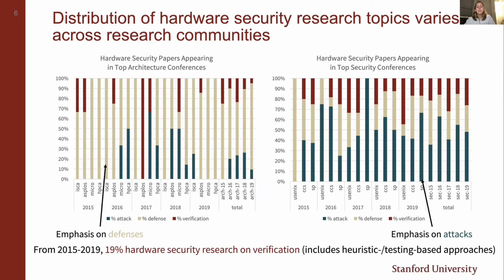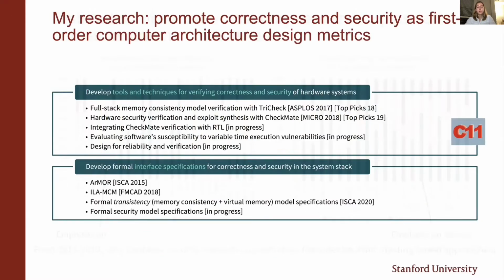Furthermore, only about 19% of hardware security research over the past 5 years can be categorized as verification research, where verification here includes heuristic and testing-based techniques. My research aims to fill this gap. In particular, my research aims to promote correctness and security as first-order computer architecture design metrics, like performance and power. To achieve this goal, my research can be partitioned into a couple major themes.